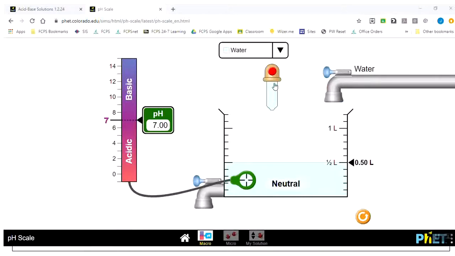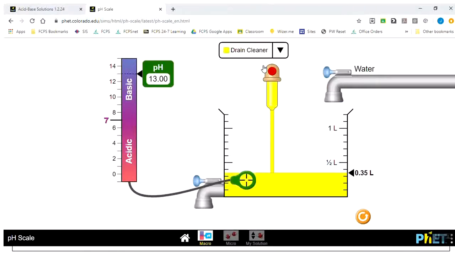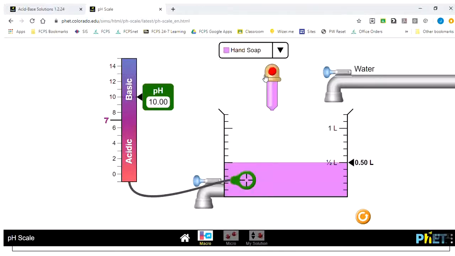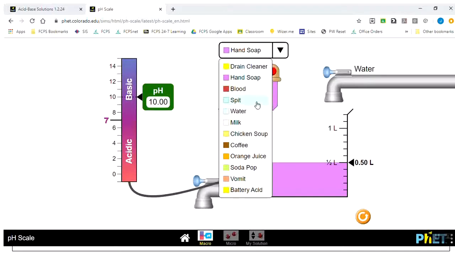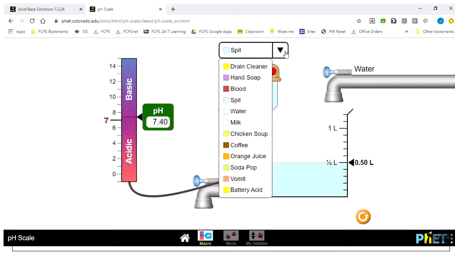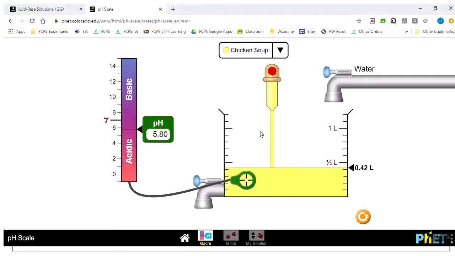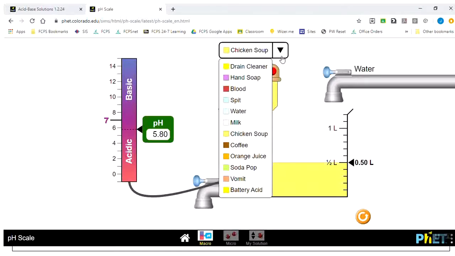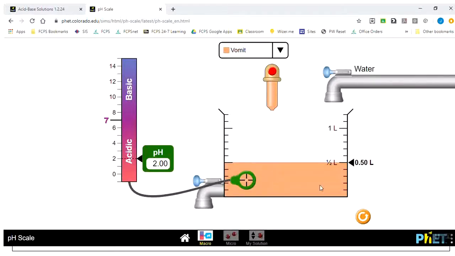So this is showing you just different pH levels. So water, we have a pH of 7. Here's drain cleaner. Drain cleaner has a pH of 13. Hand soap is pH of 10. I'm trying to show you examples that we didn't see in the slide. Spit is slightly basic at 7.4. Chicken soup, pH of 5.8. Let's see, vomit, I'm sure you're curious, has a pH of 2.